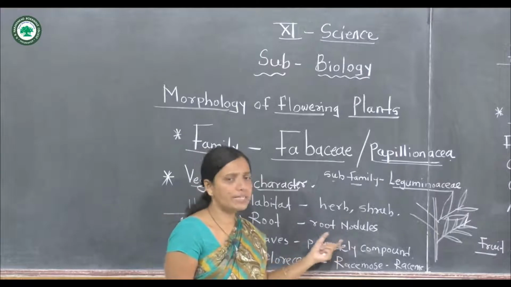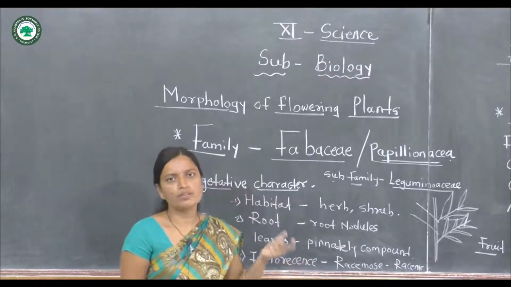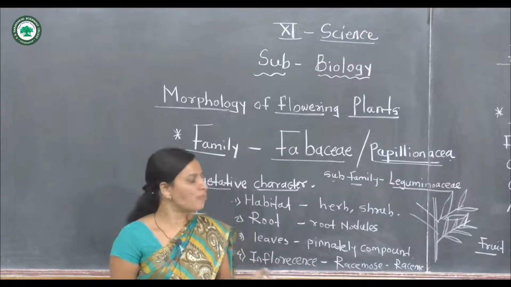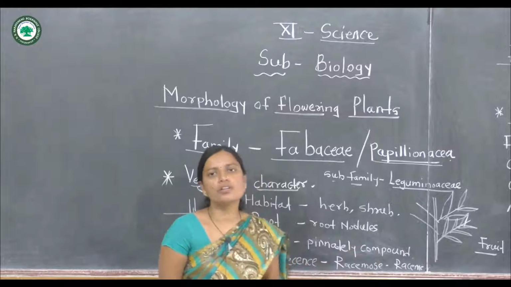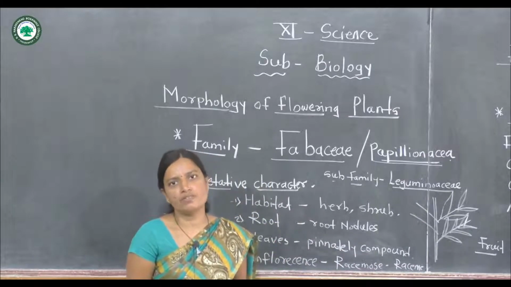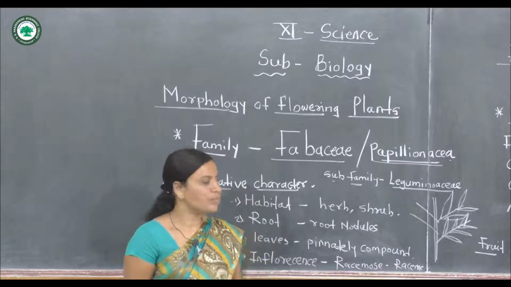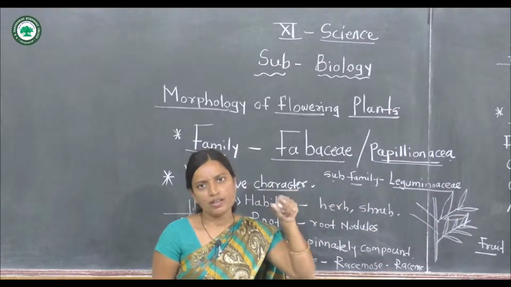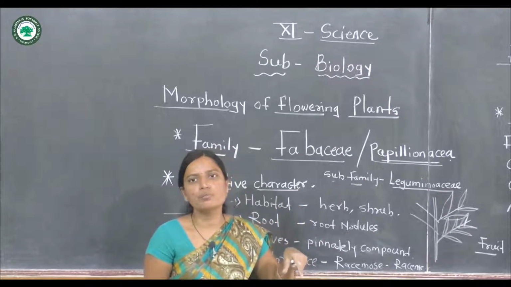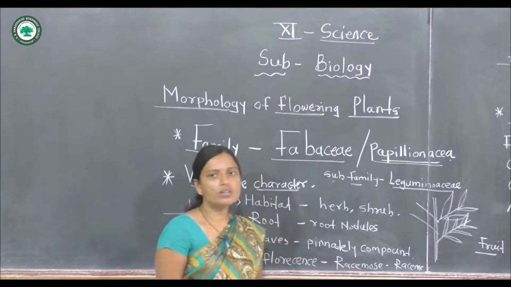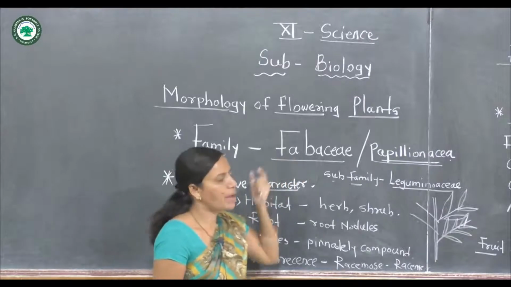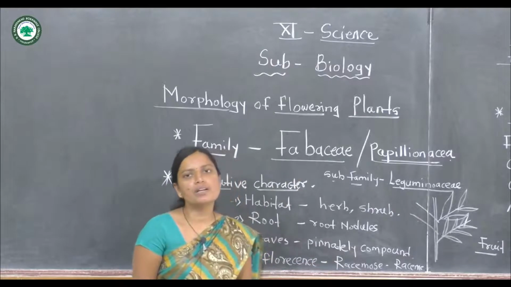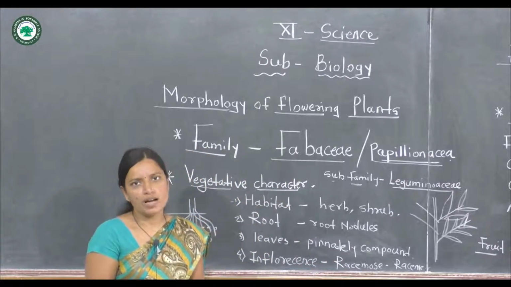You know compound and simple leaves. Simple leaves have only a single lamina, for example mango. Compound leaves have many leaflets arising on a single rachis, and this type of leaf is called pinnately compound. In the members of the Fabaceae family, pinnately compound leaves are mainly present.